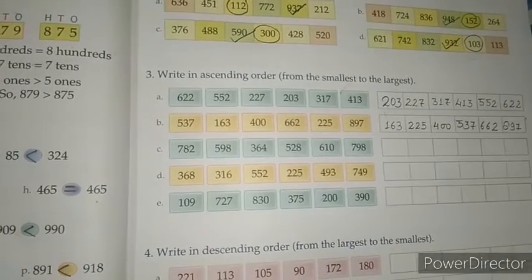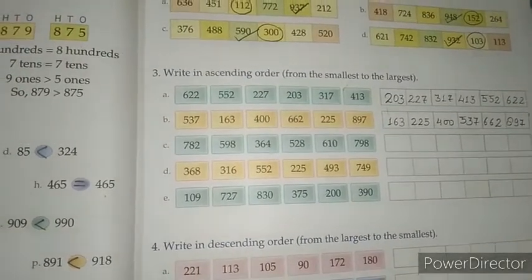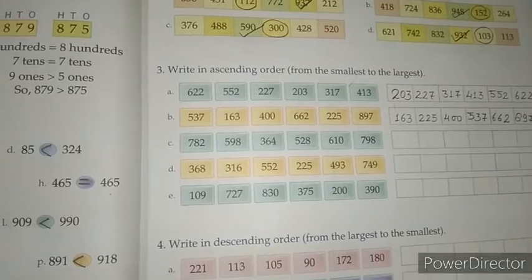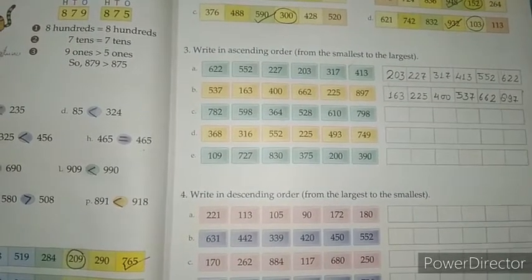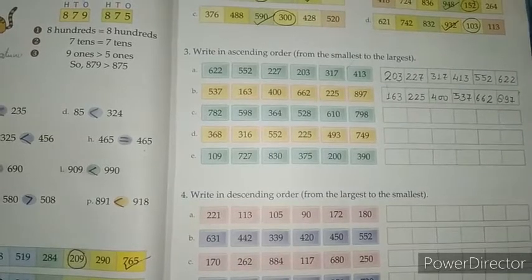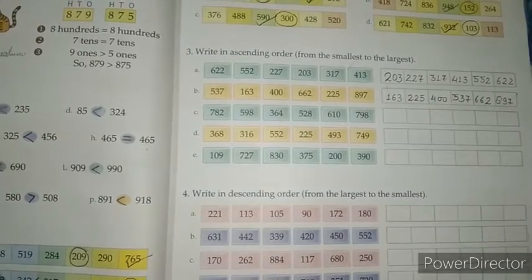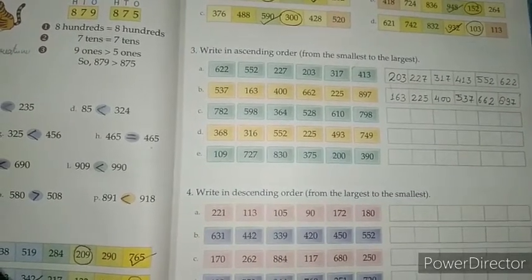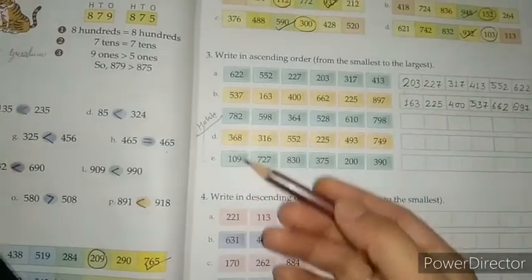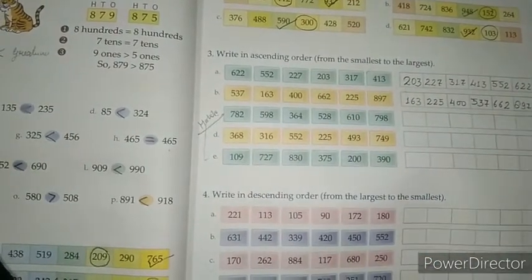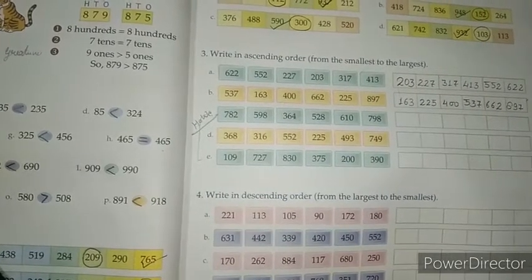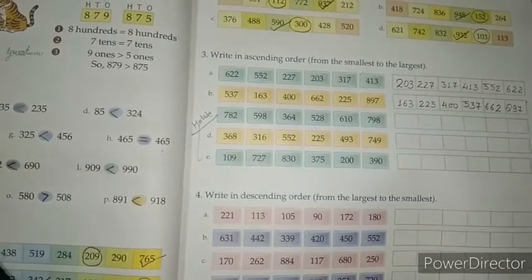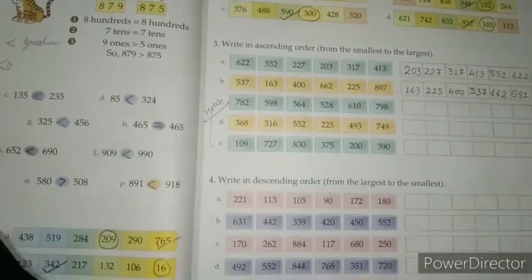Understood all of you? How will you arrange smallest to the largest? So students, understood all of you? How will you do this question? How will you arrange series in ascending order? Very good. So students, these 3 lines are your homework. So do this homework yourself at your home very carefully and honestly. Okay, understood all of you? Now come on your next question.